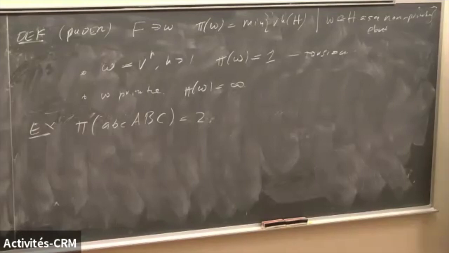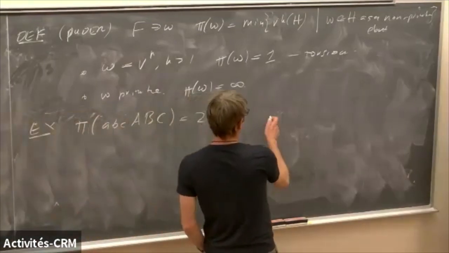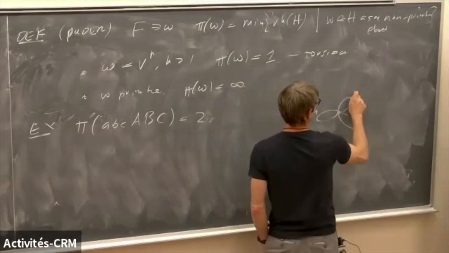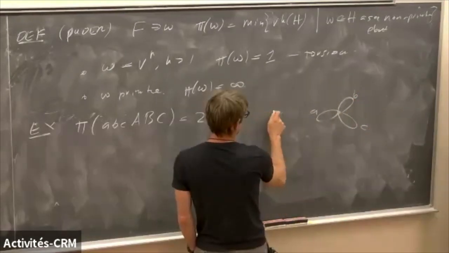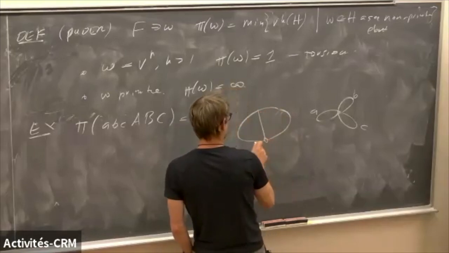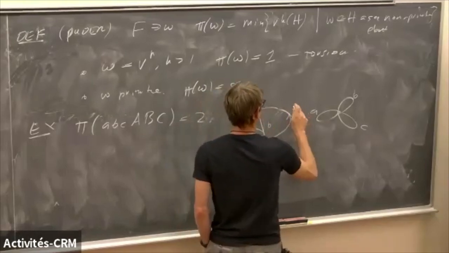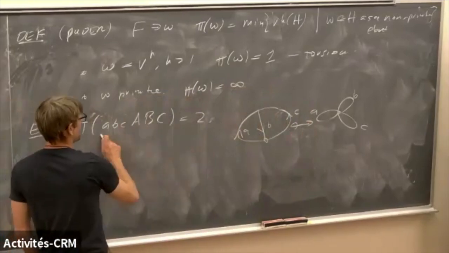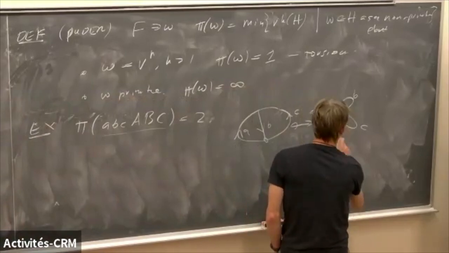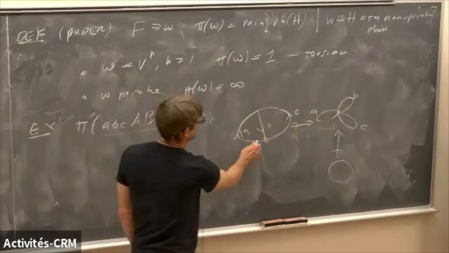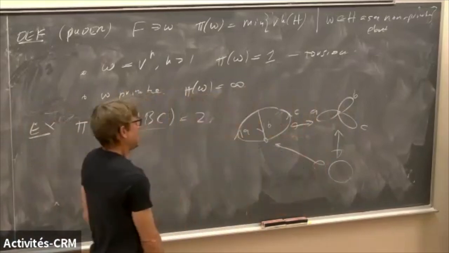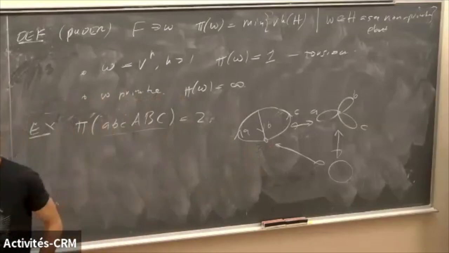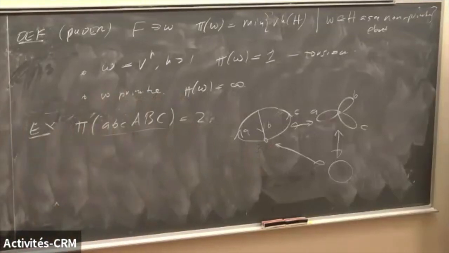Let me give a couple examples. This one always tripped me up. Here's the bouquet of three circles, A, B, C, and then here's a subgroup, a theta graph. I can represent this map by a circle immersing in here, and it factors through this immersion. You can easily check this element is just the commutator in here. So in particular, it's not primitive.